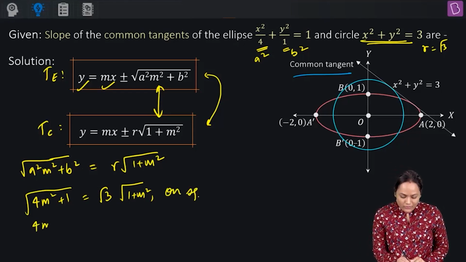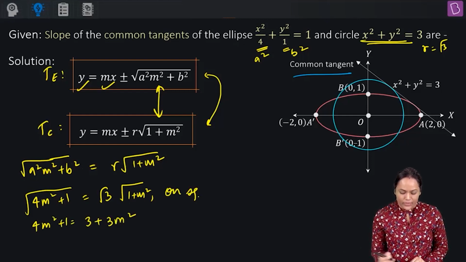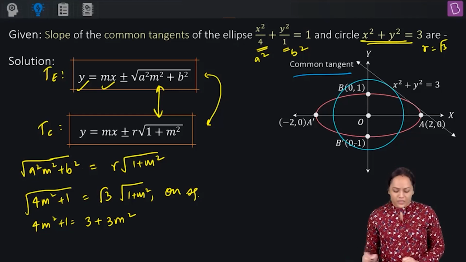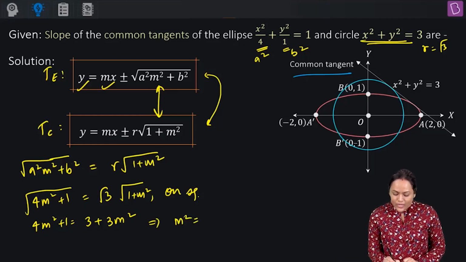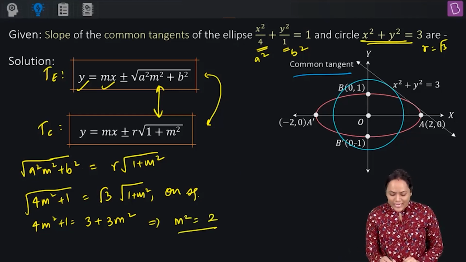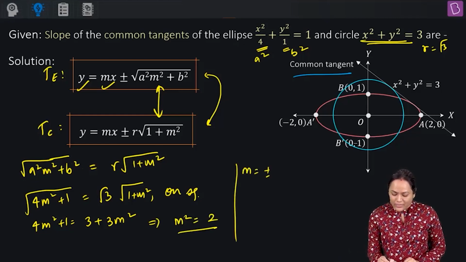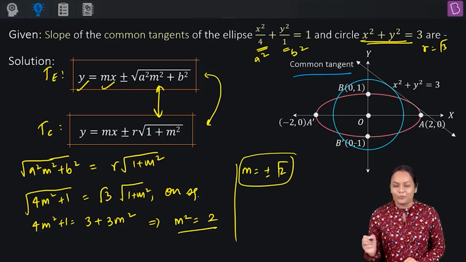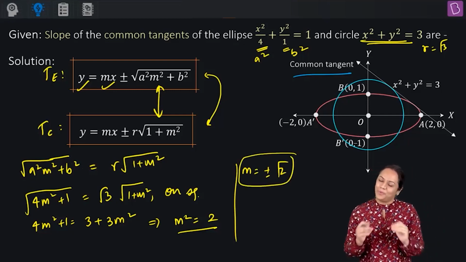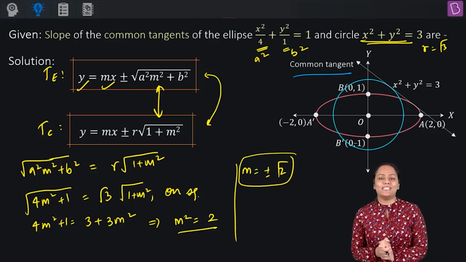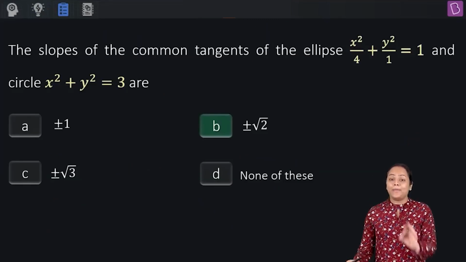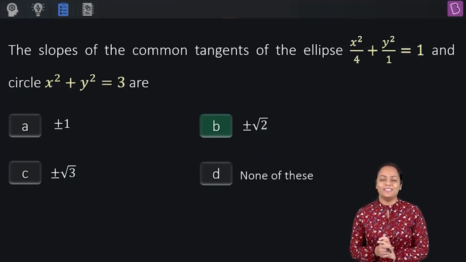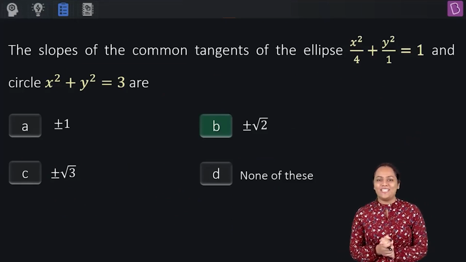So it's going to come out as 4m² + 1 = 3 + 3m², isn't it? And from here, guys, what are you getting as the value of m²? Well, I am getting the value of m² as 2. That means the final answer should come out as ± root 2. Got it? Very well. I also got the answer. And if we see the options here, we can say that B is going to be the right choice. Understood? A simple question, isn't it?